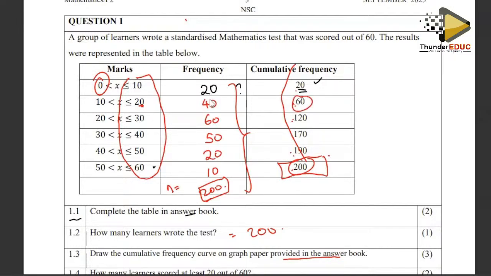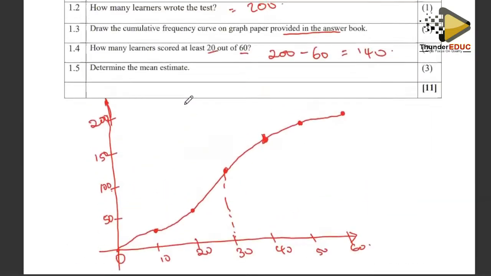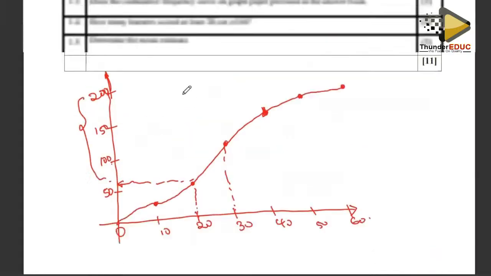Okay, at that point, the cumulative frequency between 0 and up to 20 is 60, meaning that those who obtained either 20 or slightly above 20 out of 60 should be all these ones. So what I can do is say 200 minus 60, which gives me 140. Even if I were to get it from the graph itself, if I read off the 20, I get a 60 here. Then I subtract that from the total, and I get my answer.